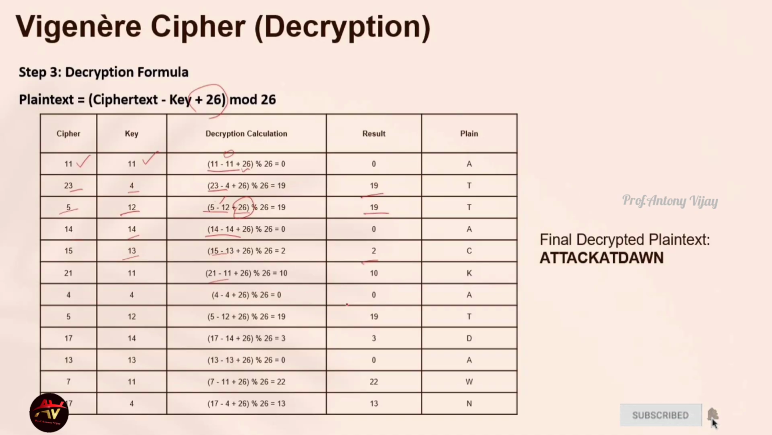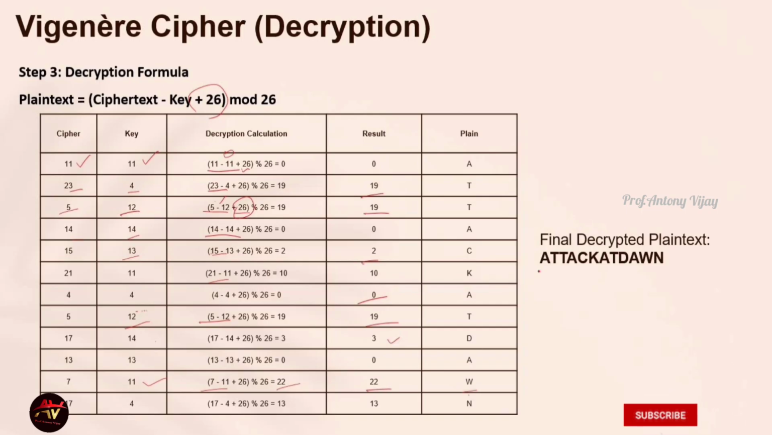And 4 minus 4 is 0. And 5 minus 12, see, again it is a negative value. So it is minus 7. Minus 7 plus 26 is 19. And 17 minus 14 is 3. And 13 minus 13 is 0. And 7 minus 11 here is minus 4. Minus 4 plus 26 is 22. It is W. So likewise we have to do.